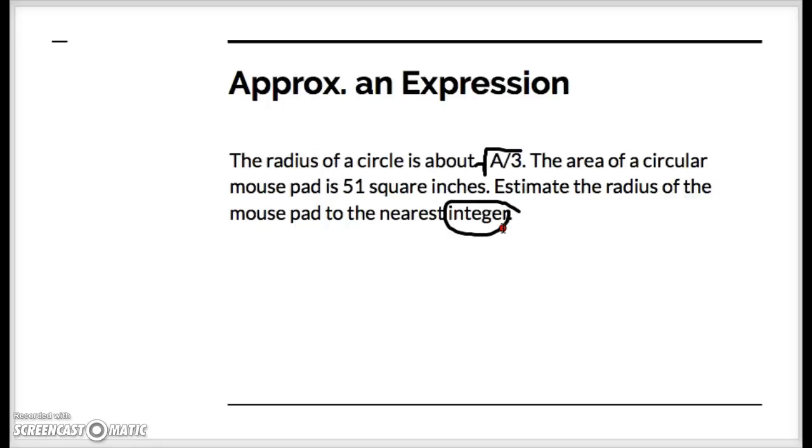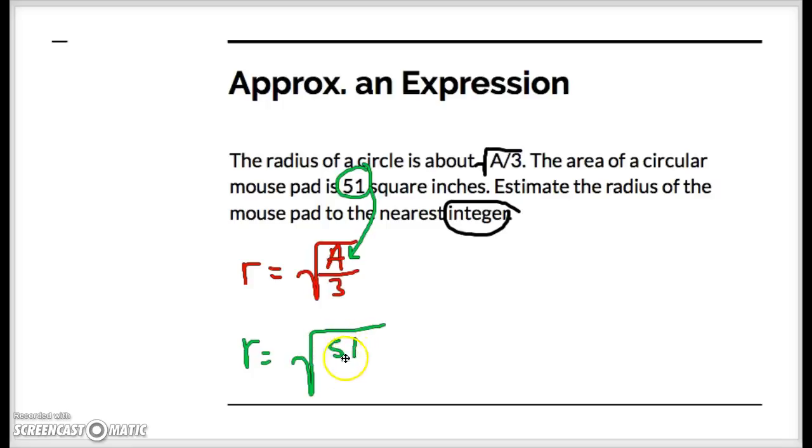So I'm going to go ahead and just take the formula they gave us. The radius is the square root of the area divided by 3. They tell me the area is 51, so I'm going to take this 51 and plug it in for the A, which is area. So the radius equals the square root of 51 over 3. And as I start to solve this, 51 divided by 3 is 17. So we're really estimating the square root of 17.